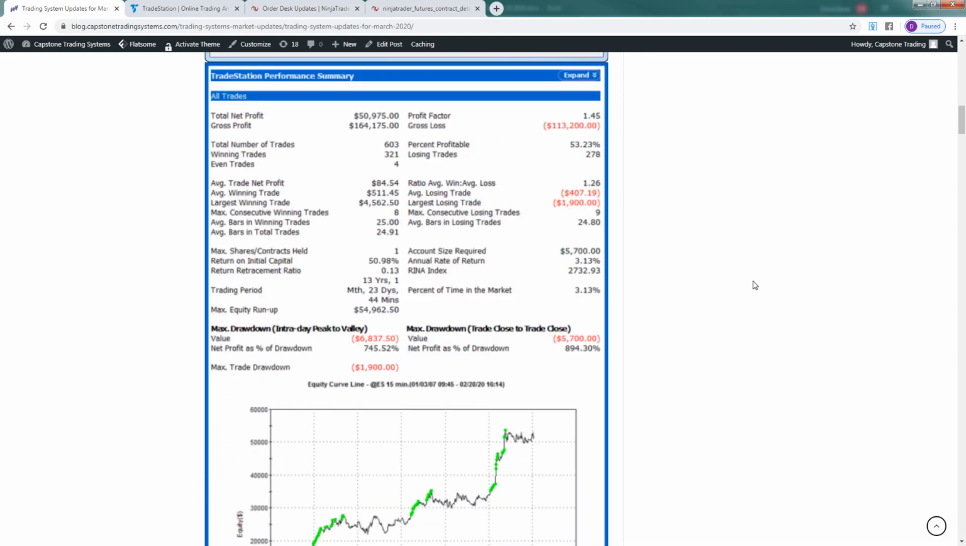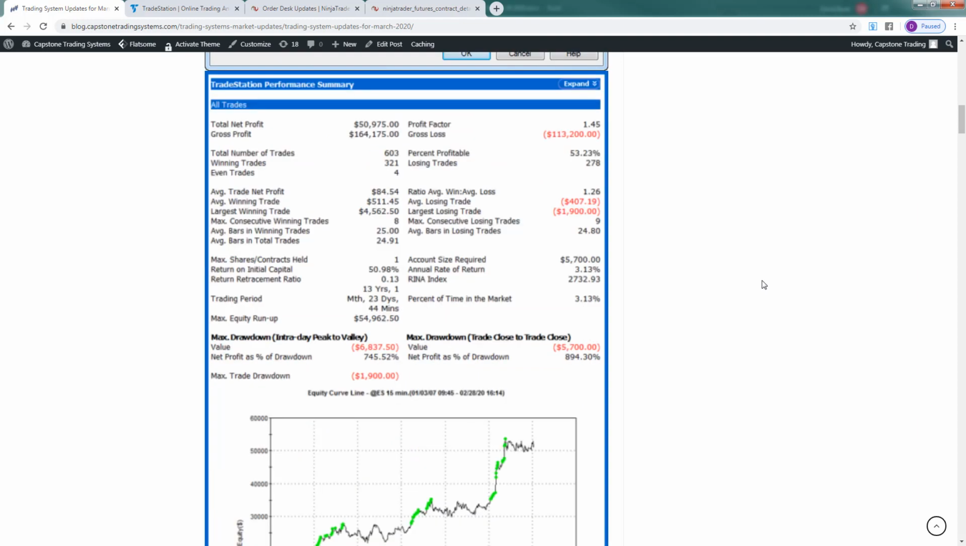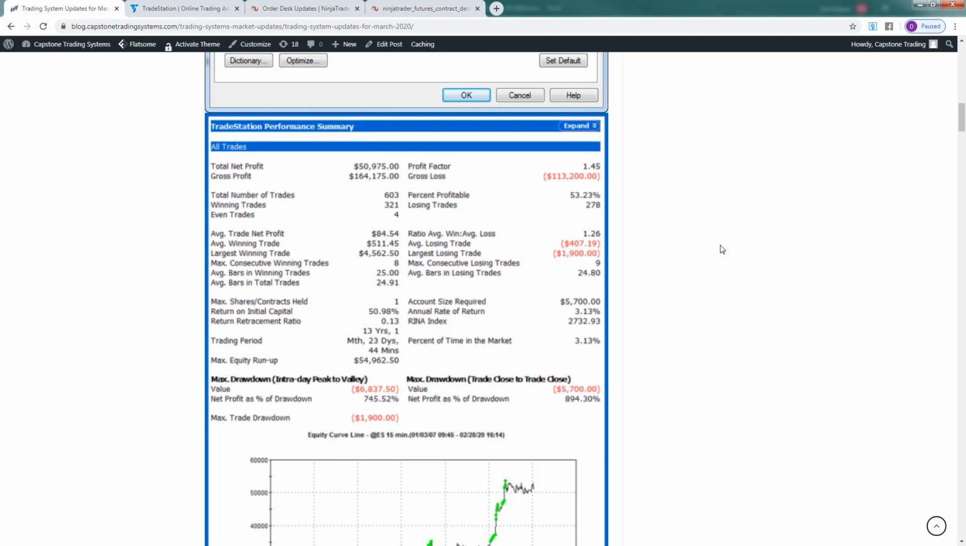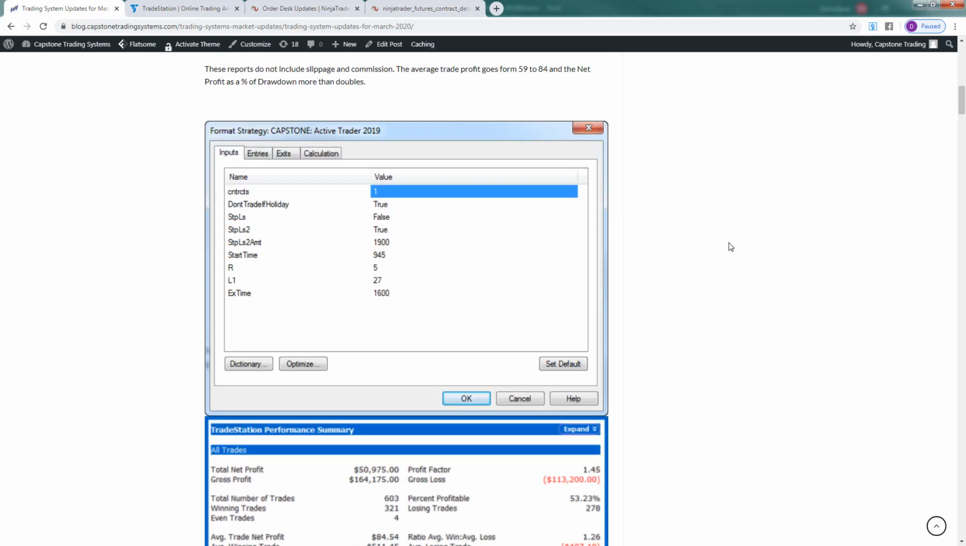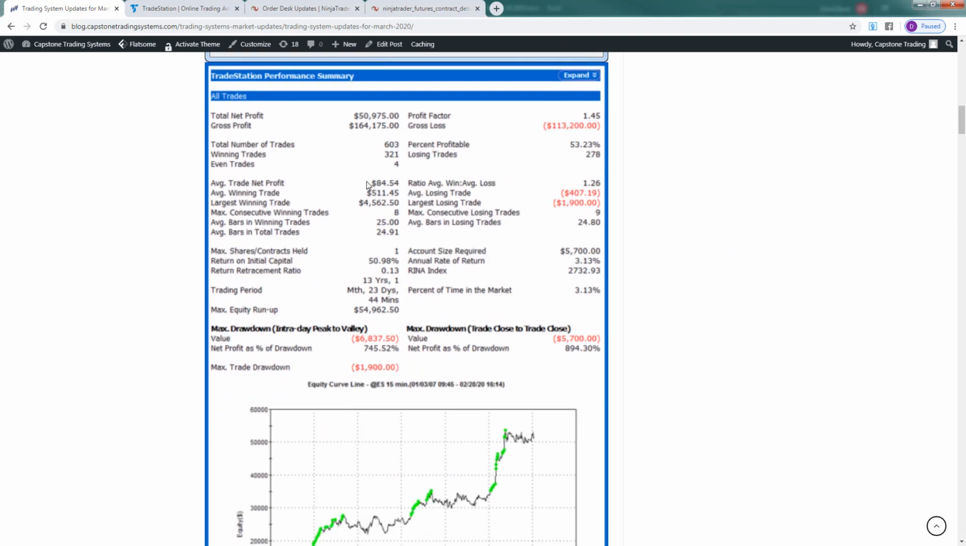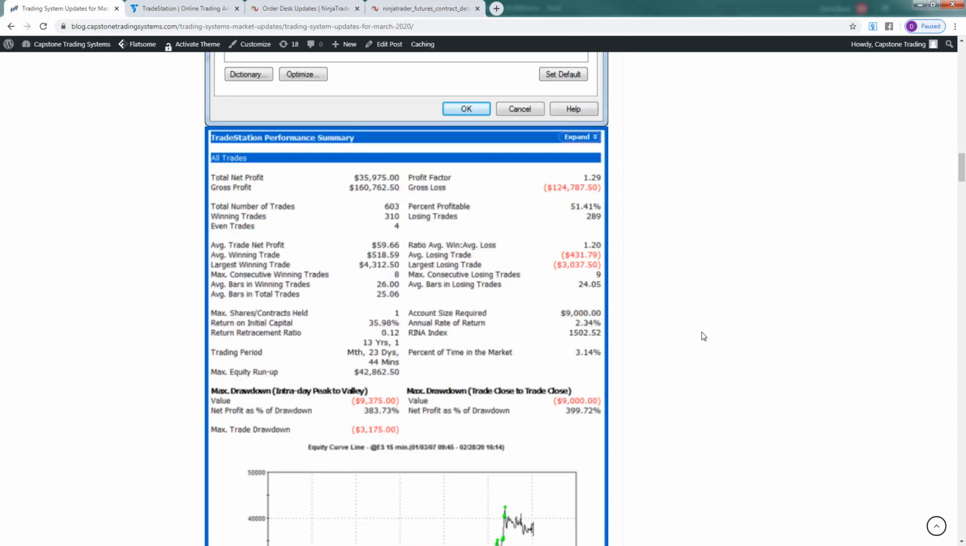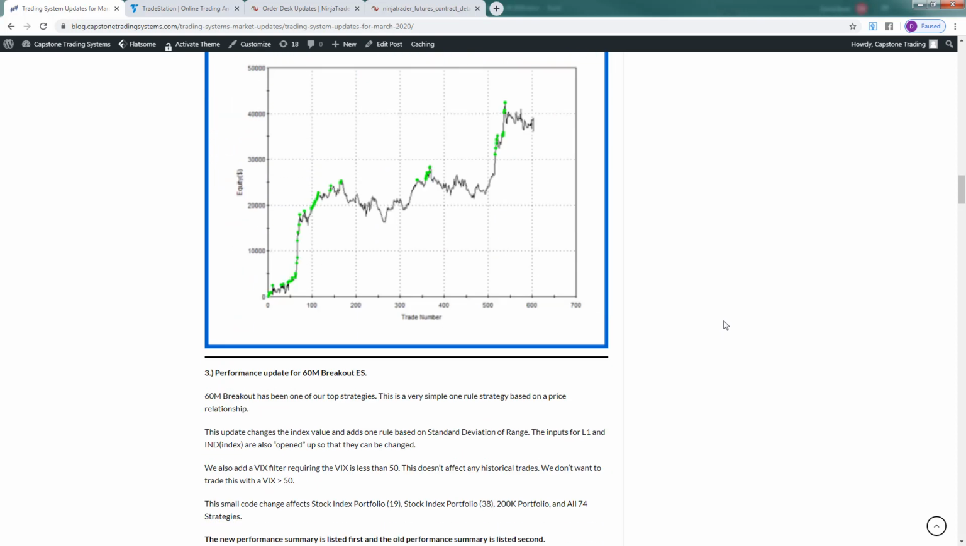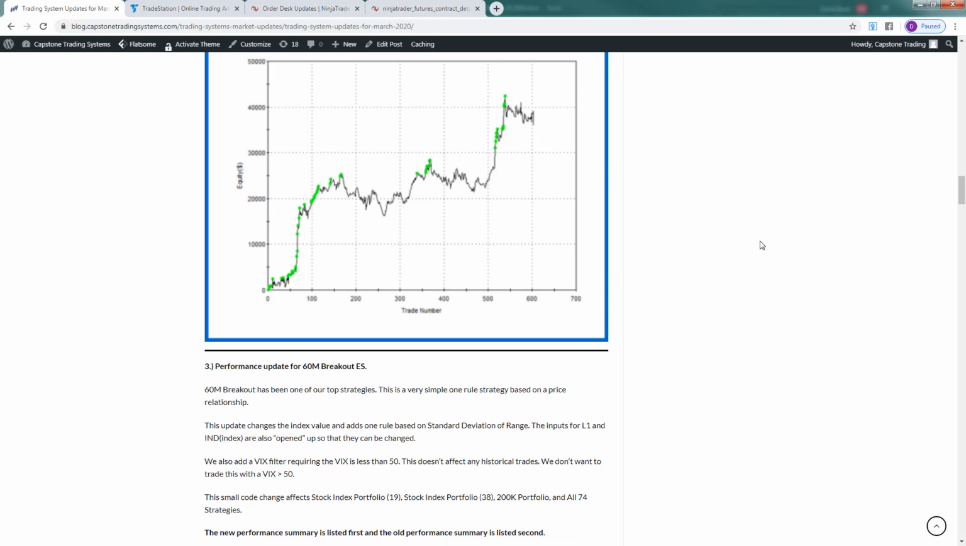And you see the performance summary is not a lot different, but it does improve it. So this is the original strategy, where this is the updated strategy. You see 84.54 average trade profit, $5,700 drawdown versus 59.66 and $9,000 drawdown. So we've made those two changes. Used a fixed stop loss instead of a range-based stop loss.